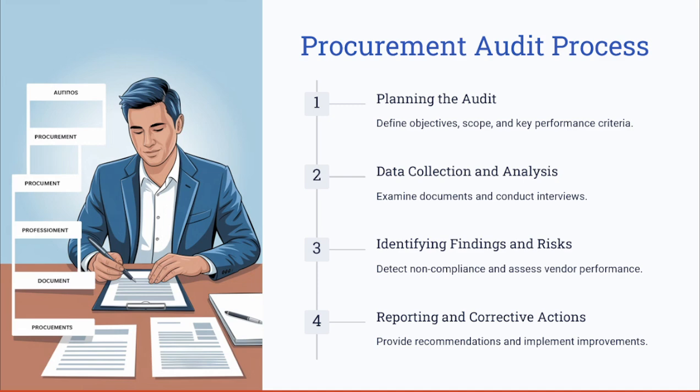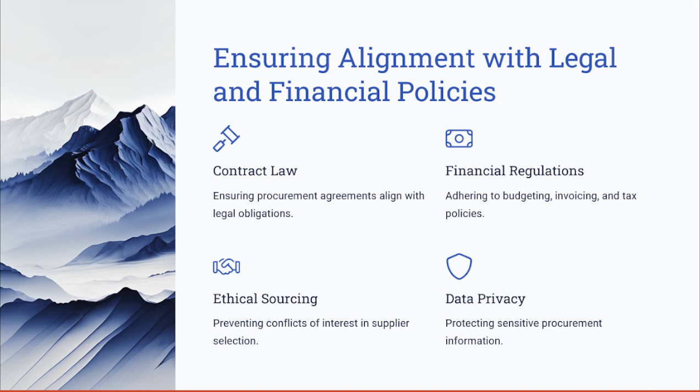By systematically following all of these steps, evaluating the procurement activities, the organization can enhance efficiency, ensure compliance, and minimize financial risks. Now, how do we ensure alignment with the legal and financial policies? Procurement compliance ensures that all of the procurement activities align with the legal and financial policies.